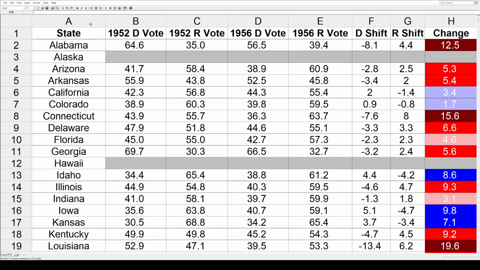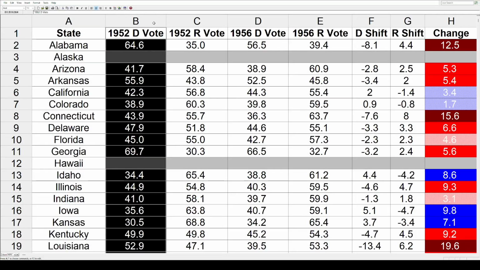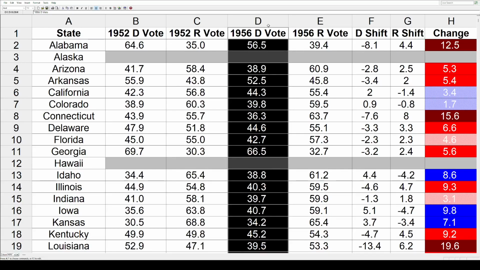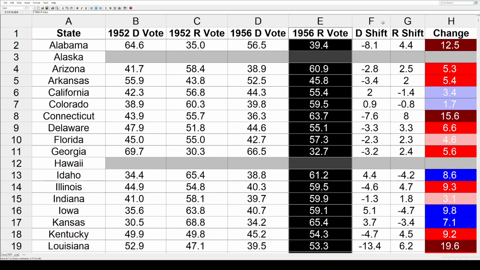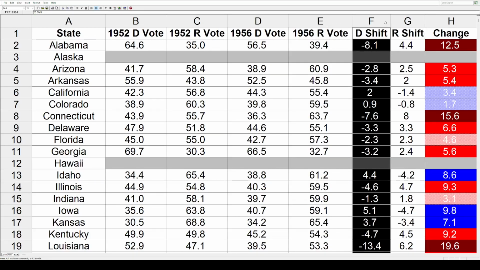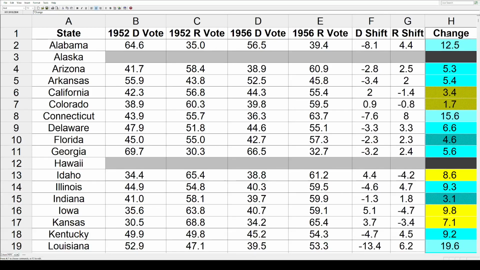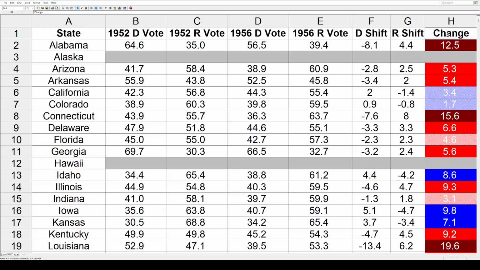In the first column, we've got the states. Then we've got the 52 Stevenson vote, followed by the 52 Eisenhower vote. Then we jump ahead 4 years. We've got the 56 Stevenson vote, then the 56 Eisenhower vote. Then the next column are the Democratic shifts between those two elections, followed by the Republican shifts. The last column is the net change between the two parties between the two elections. And then I have shading. The darkest colors are 10 or more points. The lightest colors are under 5 points. 3 levels of shading. So let's get into this.